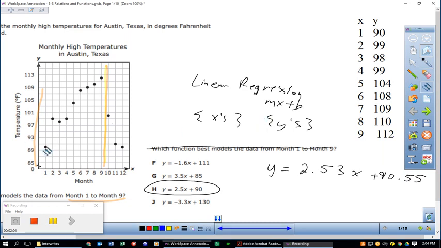Another thing we could do to reduce our choices is draw a trend line. That has a positive slope because these points are tending to increase. So we shouldn't have a negative slope, and we could automatically eliminate those and choose between those two. But it is, in fact, h.